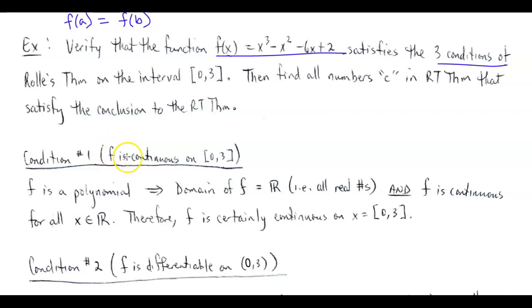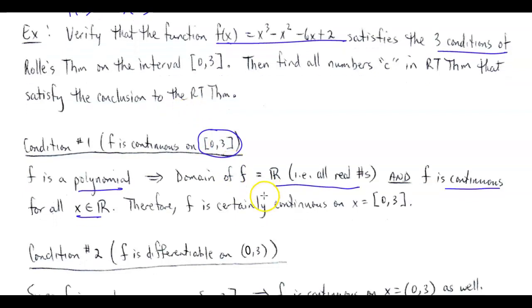Condition number 1: our function is going to be continuous on the closed interval from 0 to 3. Since we know f of x is a cubic function, by definition, that's a polynomial. One of the things that we know about a polynomial is that its domain is all real numbers. That means it's also continuous for all real numbers. And because it's continuous for all real numbers, it will certainly be continuous over this smaller interval from 0 to 3. So that one was easy.